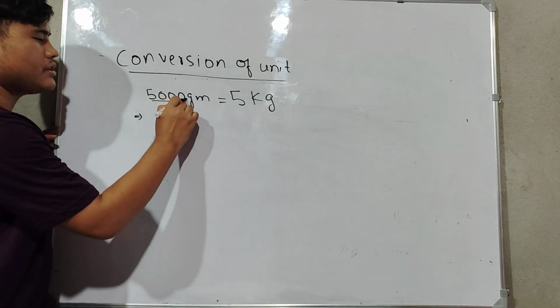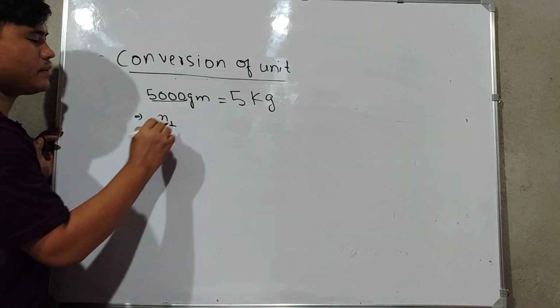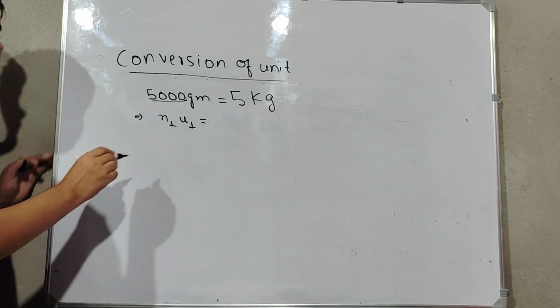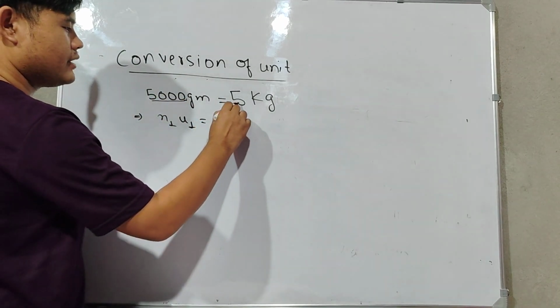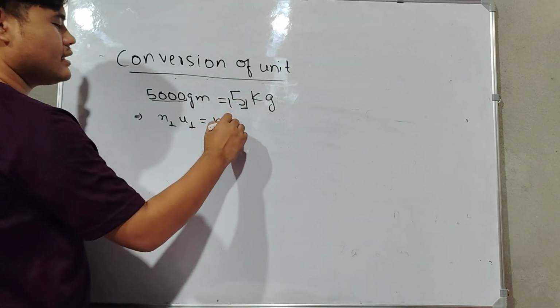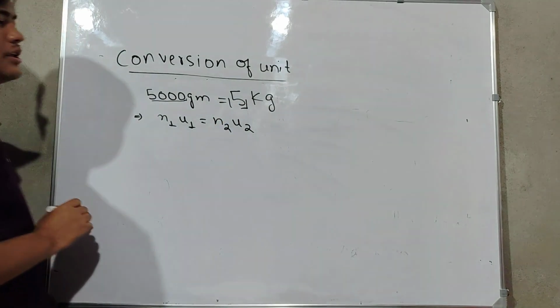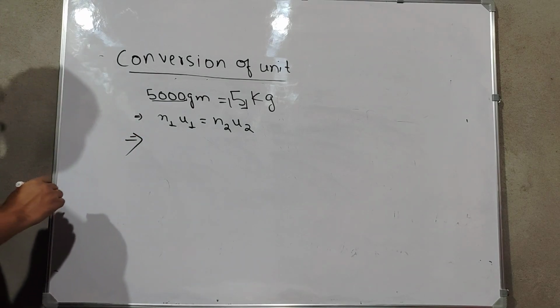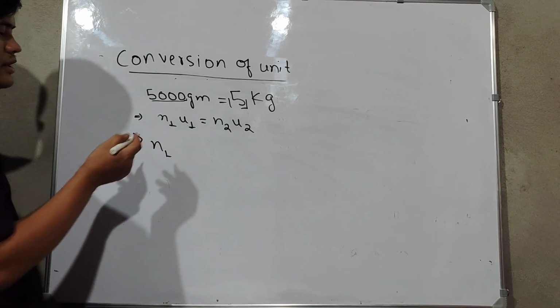So suppose this magnitude I write as N1 and this unit as U1. I can write it, right? So here also I can write this 5 as the magnitude N2 and then this unit as U2. So I can write it this way, right? Next, what can I write? N1, this magnitude, let it be like this.